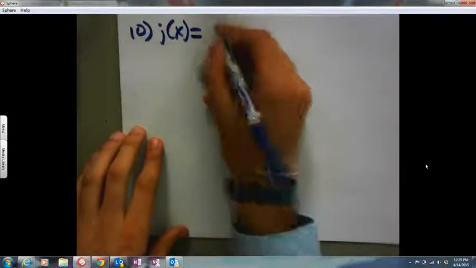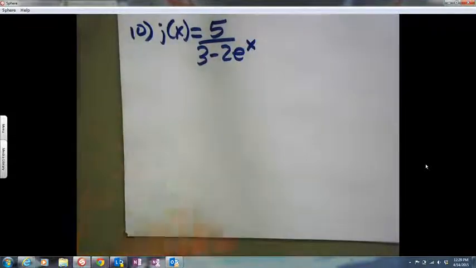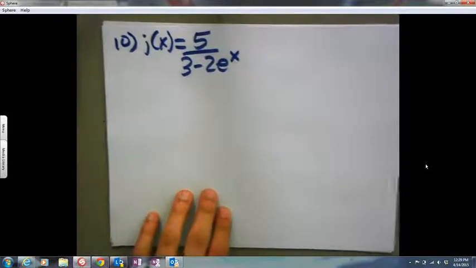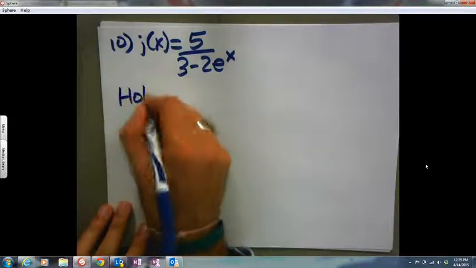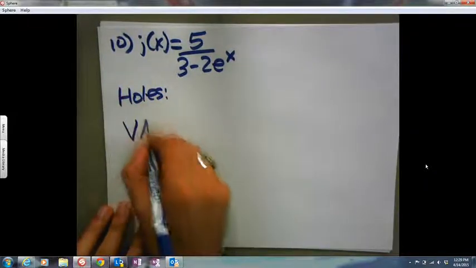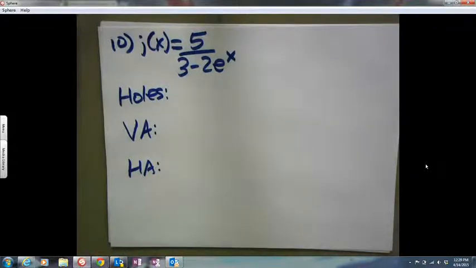Alright, so number 10 or 4, whatever, same thing, you can scratch off one of them. J of x equals 5 over 3 minus 2e to the x. And again, we got to find all three: holes, vertical asymptote, and horizontal asymptote. Again, I'll try to speak less to give those who need some space the time and space to do that. I'll write more about the steps.